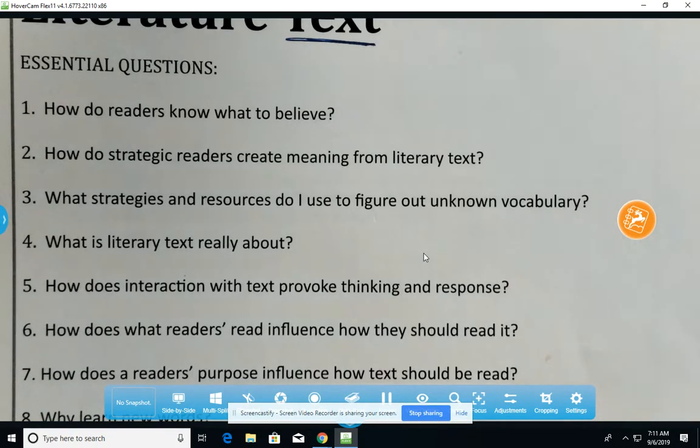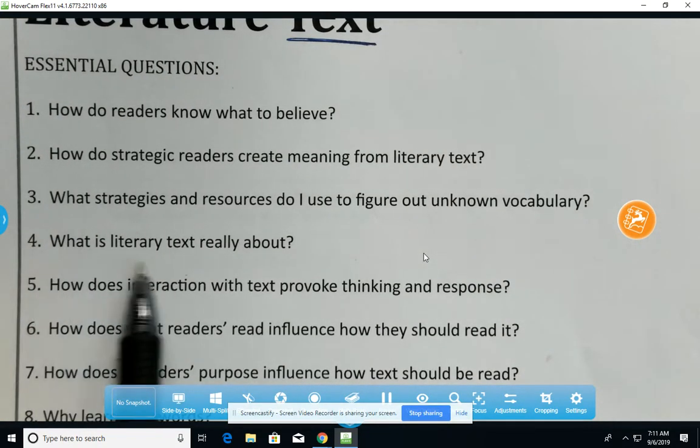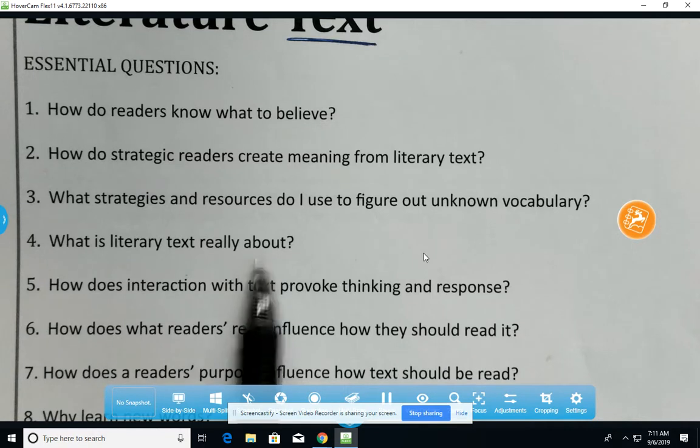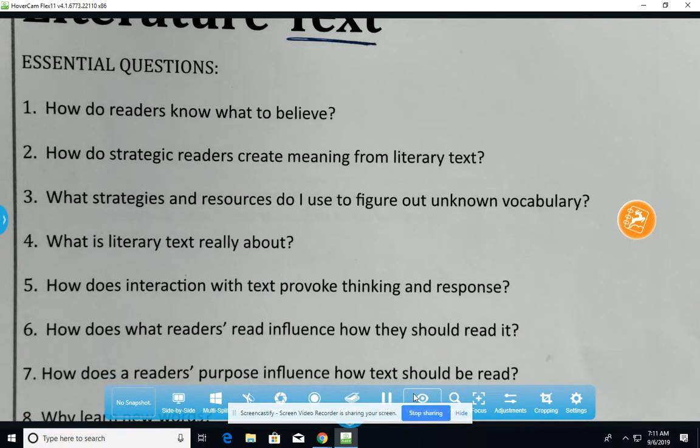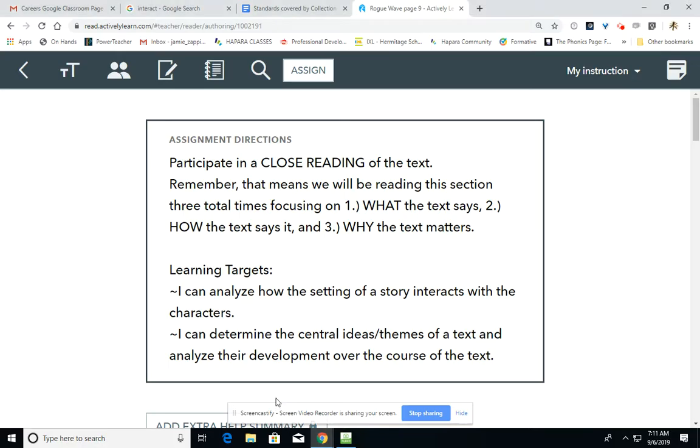Hello. Today we're looking at essential question number 4, what is literary text really about? We're going to participate in another close reading of a section from Rogue Wave. Remember that close reading is when we read the text at 3 different levels, focusing on 3 different things each time. For each reading, we get deeper into the text.